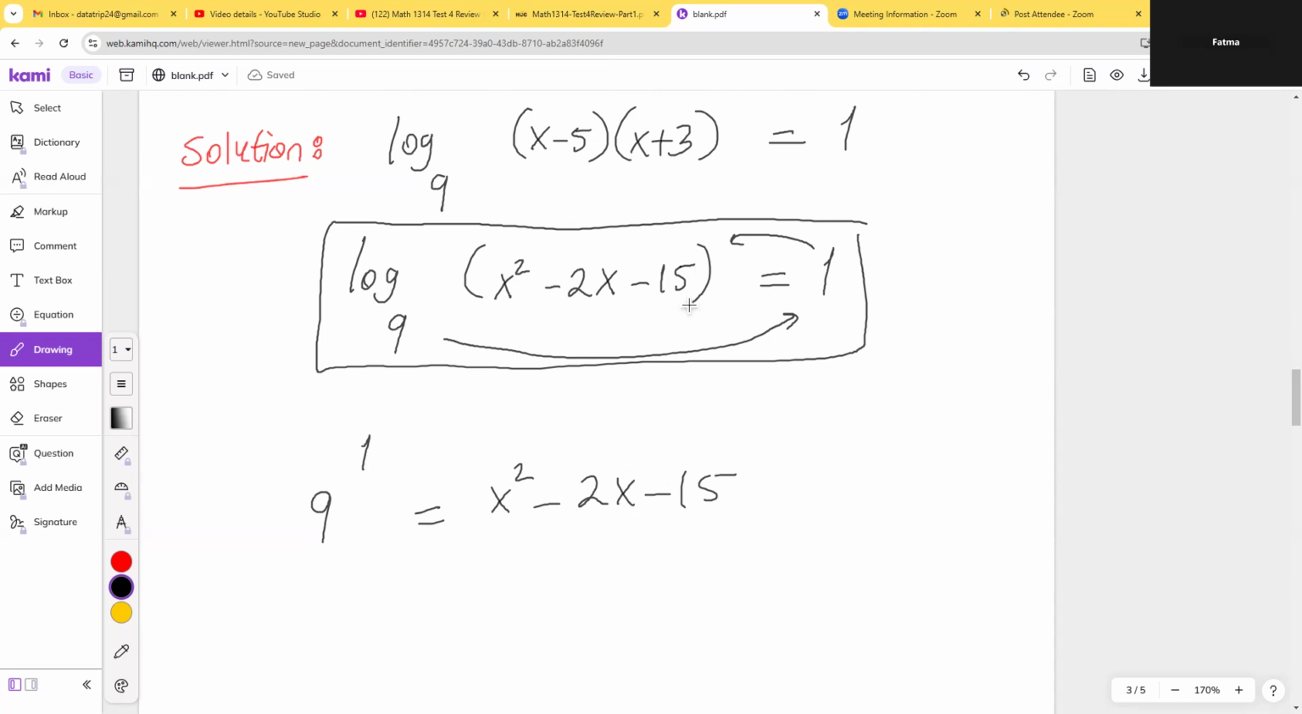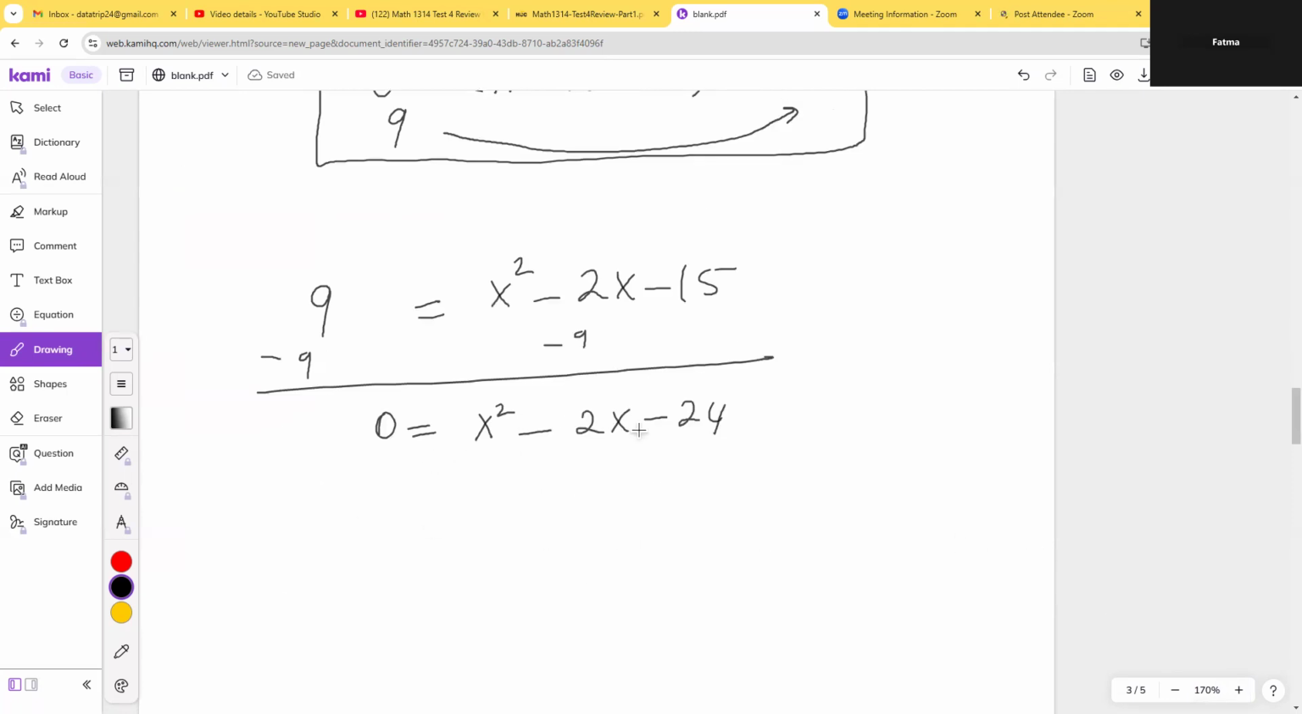This is how a log equation can be converted to an exponential equation. 9 to the first power is always equal to x squared minus 2x minus 15. And 9 to the first power is just a 9. We're going to subtract 9 on both sides to set up our quadratic equation. So I got x squared minus 2x, negative 15 and negative 9. When I combine them, that makes a total of negative 24, and that's equal to 0. So I just got a quadratic equation that I need to factor to solve this log equation.